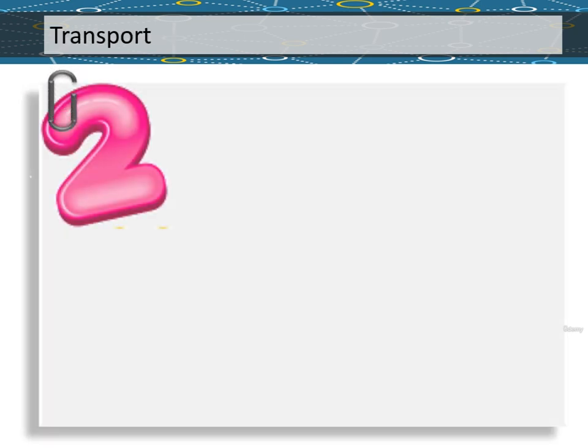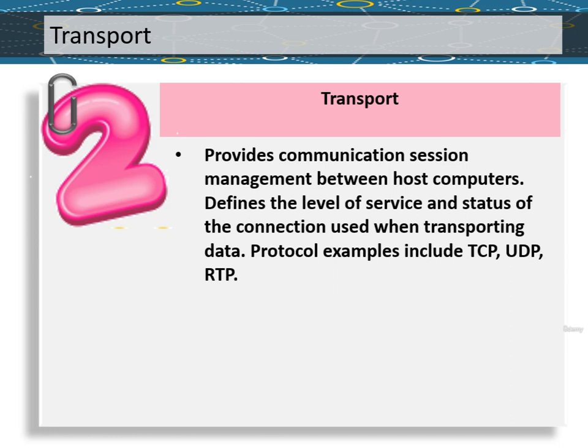Number 2, transport. Provides communication session management between host computers. Defines the level of service and status of the connection used when transporting data. Protocol examples include TCP, UDP, RTP.